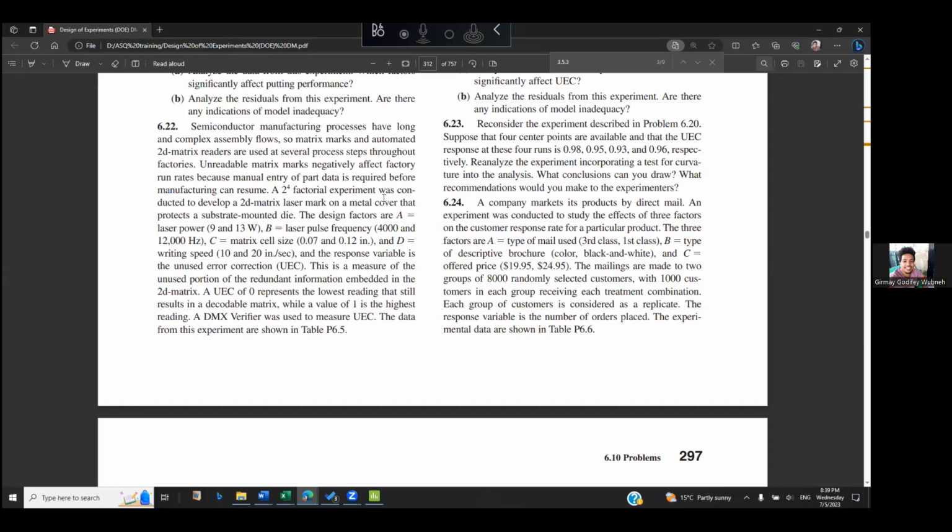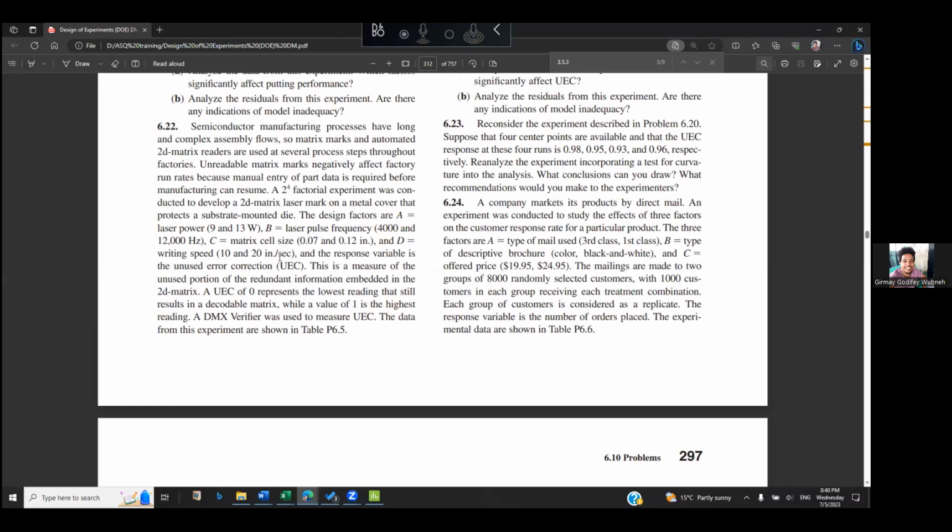A 2 to the 4 factor experiment was conducted to develop a 2D matrix laser mark on a metal cover that protects a substrate mounted die. The design factors are A, B, C, D. So each factor has two levels. Let's say A, laser power; B, pulse frequency in hertz, that's 14 and 16; C, matrix cell size in inches, 0.07 and 0.12; and D, writing speed in inches per second.